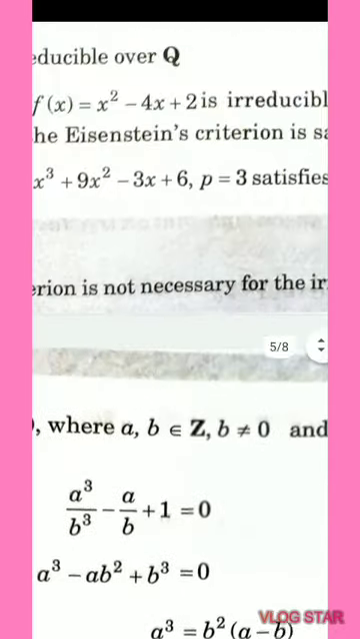But we note that Eisenstein's criterion is not applicable here, as there exists no p such that p divides 1. So Eisenstein's criterion is not applicable. Therefore, we can say that Eisenstein's criterion is sufficient but not necessary. So let's prove this Eisenstein's criterion now.